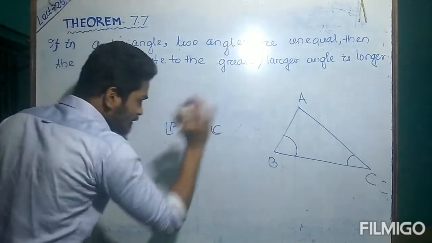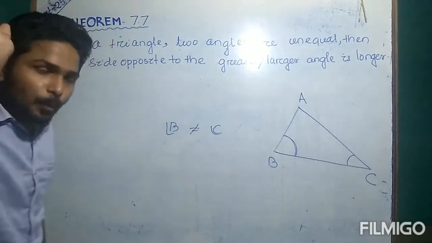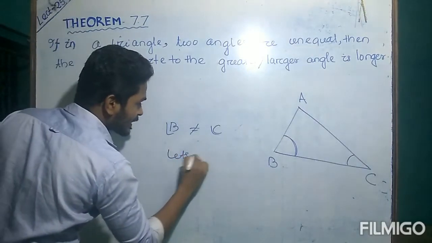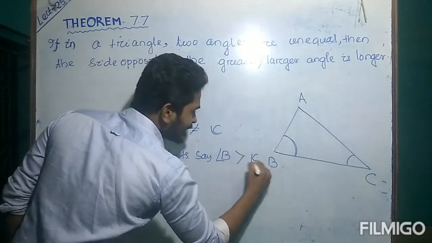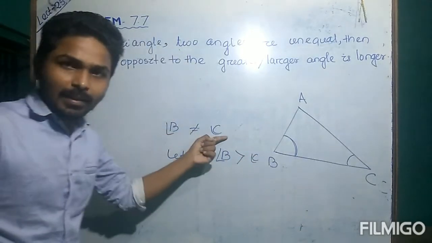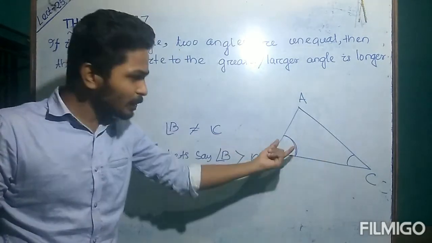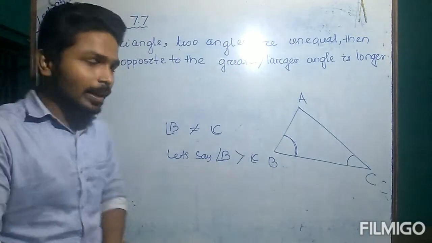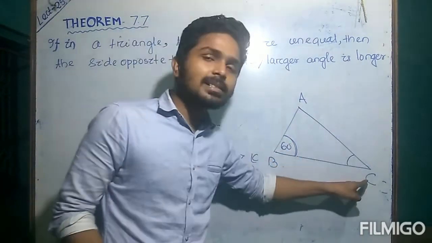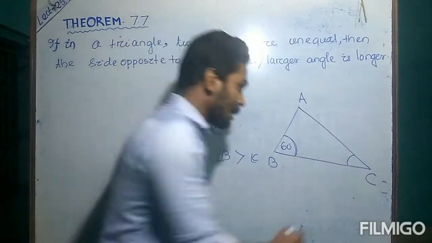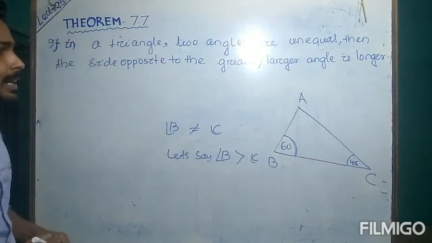Suppose this angle B is greater than this angle C. They cannot be equal. That means either this angle is greater or that angle is greater. Suppose I have taken this angle as greater. Understood? If we take this angle as 60 degrees, then definitely angle C is less than 60 degrees. Let's say it is 45 degrees. This is clear? Now continue reading.